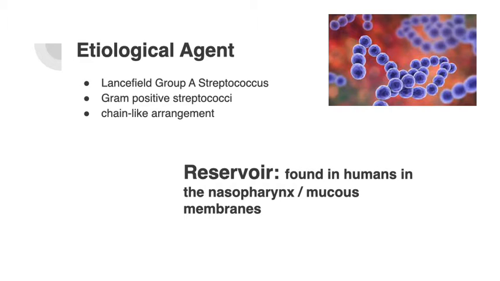So S. pyogenes is a Lancefield group A streptococcus, and it's a gram-positive streptococci, and it usually is found in the chain-like arrangements that you see in this photo, and it is found in humans in the nasopharynx and mucous membranes.